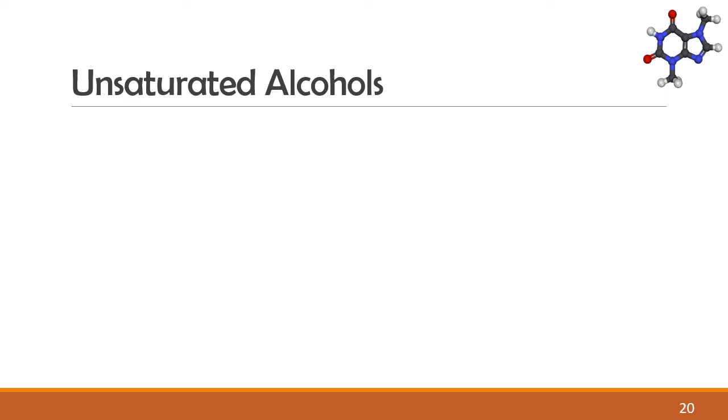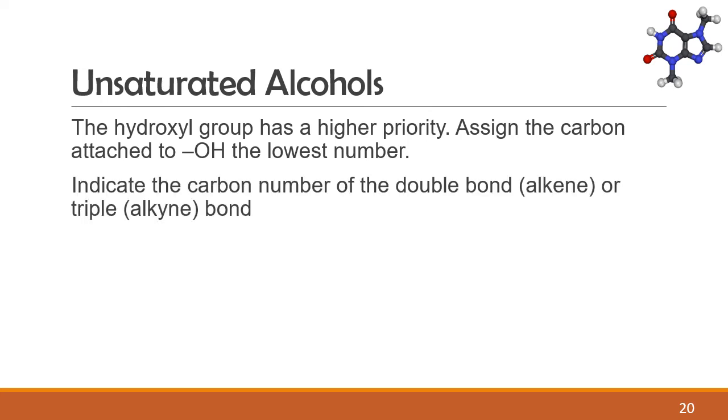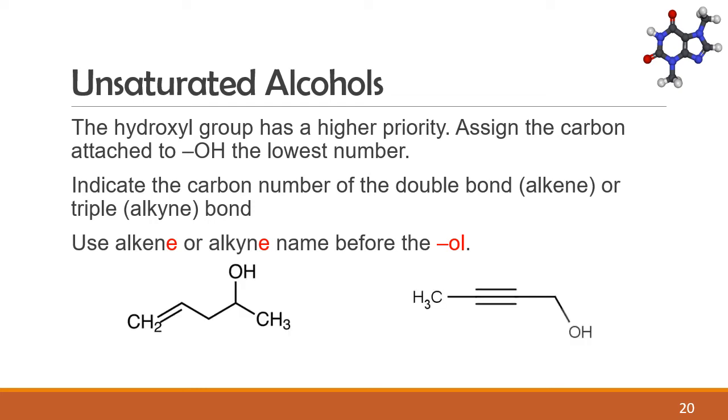Unsaturated hydrocarbons, the alkenes and alkynes, can also form alcohols. When naming, the hydroxyl group has a higher priority, so we assign the carbon attached to the OH the lowest number. We also need to indicate the carbon number where the double or triple bond is located. Naming unsaturated alcohols is the same as that for alkanes. We drop the E and replace it with ol. Here we have 2 unsaturated alcohols.